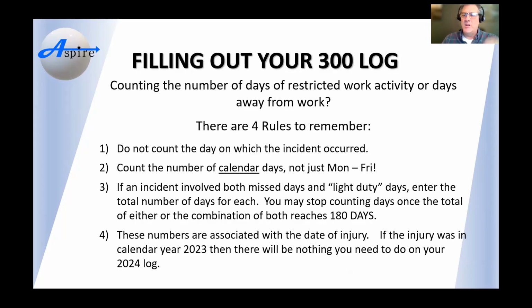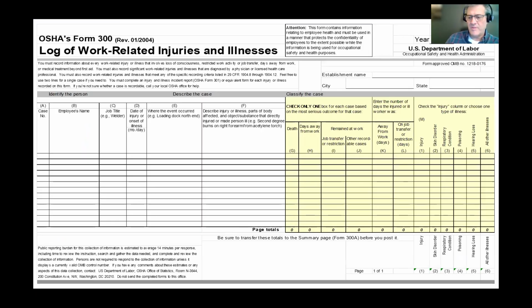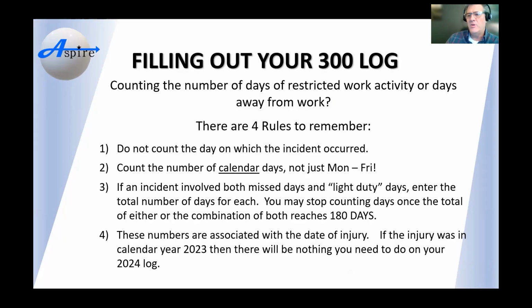If the incident involved both missed work days and light duty days, we enter the total number of days for each. Again, using the calendar rule, calendar days for each, but we can stop counting once we reach 180 for either column K or L. So K is the number of days missed, L is the number of light duty days. If we hit 180 in either K or L or a combination of the two, we stop counting. Okay, they just say you're done. You don't need to count past 180.